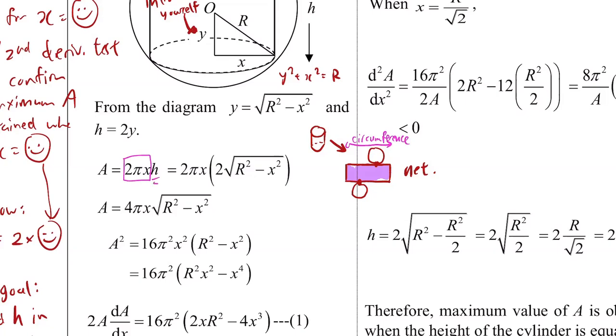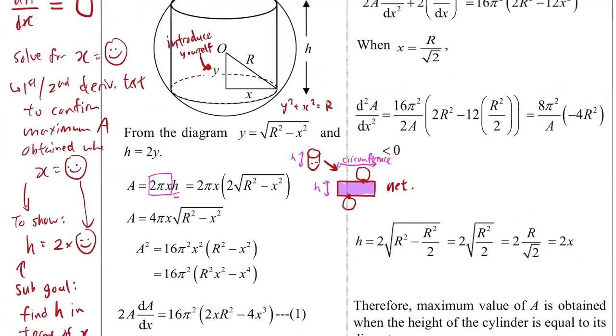Then why is there an h? That's just the height here. This is the height of the cylinder. Then length times breadth, circumference times height: 2 pi x times h. Clear? Okay, good. So also we have an expression for h in terms of y, 2y, so we sub in. But then what else do we know about y? y is actually square root of r squared minus x squared. So combining, we obtain 2 times square root of r squared minus x squared. Is that okay so far? Then you just multiply the 2 and you get 4. Okay. Then what do we do next?